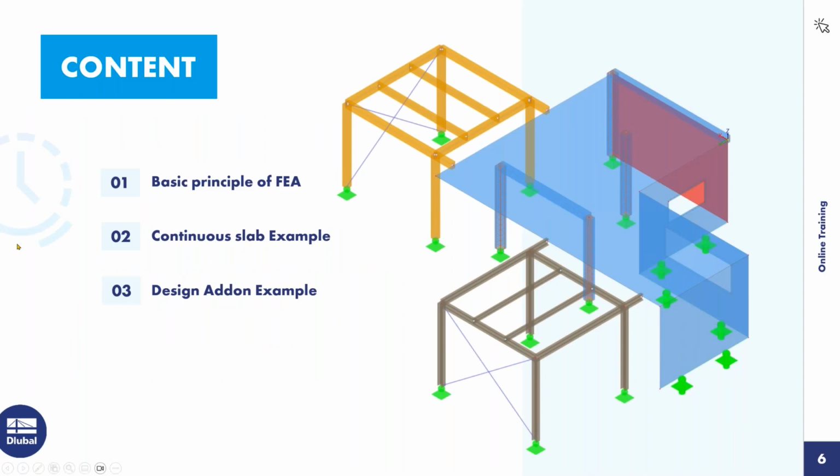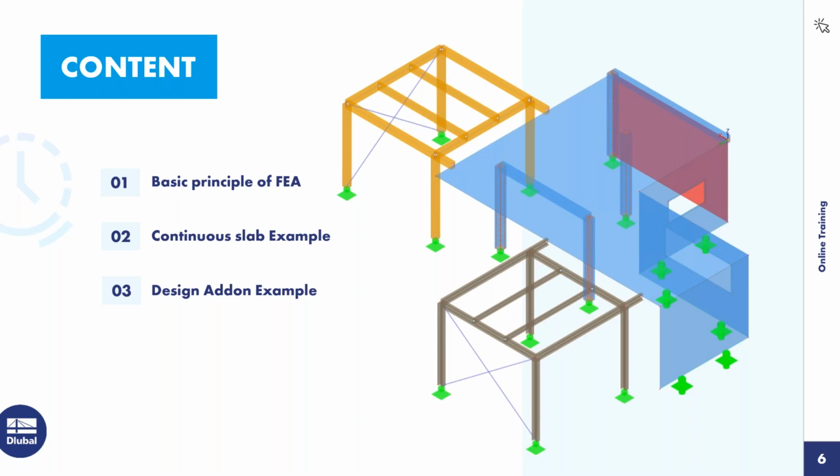So today, this is the content for the 2 days, today and tomorrow. We'll first start out with going over the basic principles of FEA. And then after that, we'll go into our first model example. I'll go over the basic UI and everything of RFEM, and then we'll get into this continuous slab example where we'll go over FE mesh and plate theory and learn how to draw surfaces and create members.